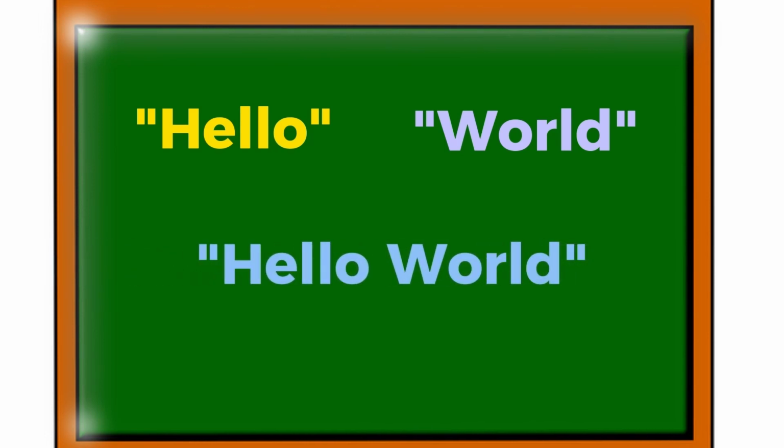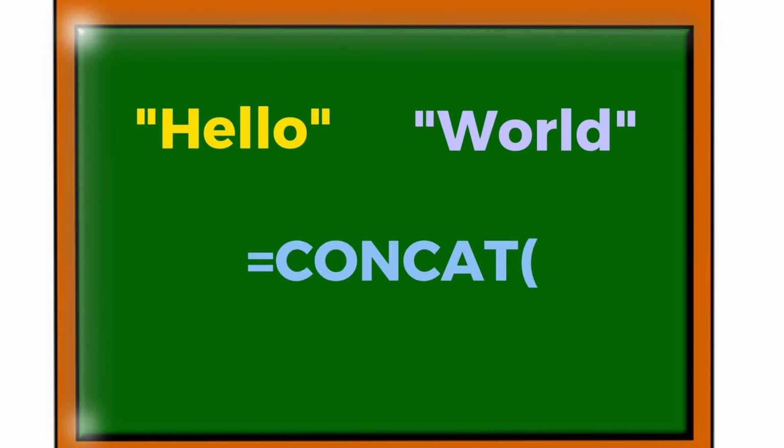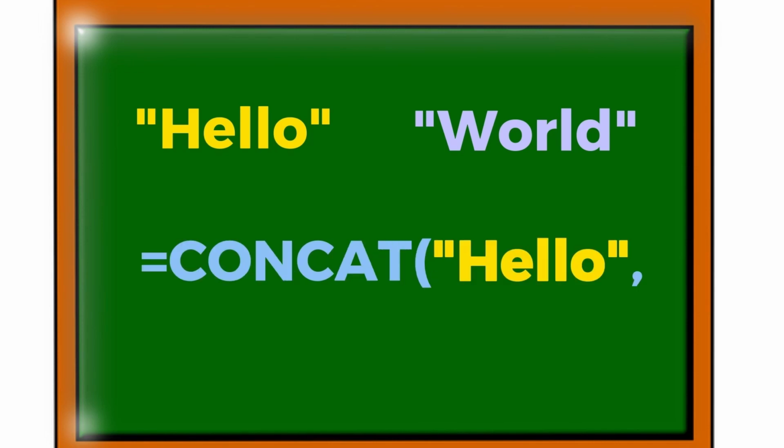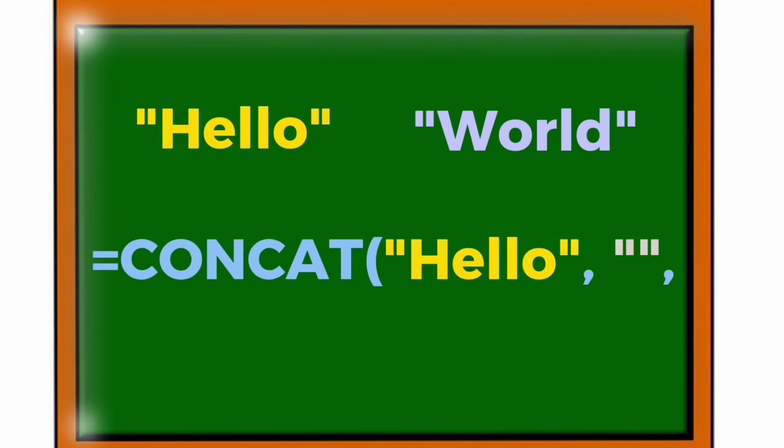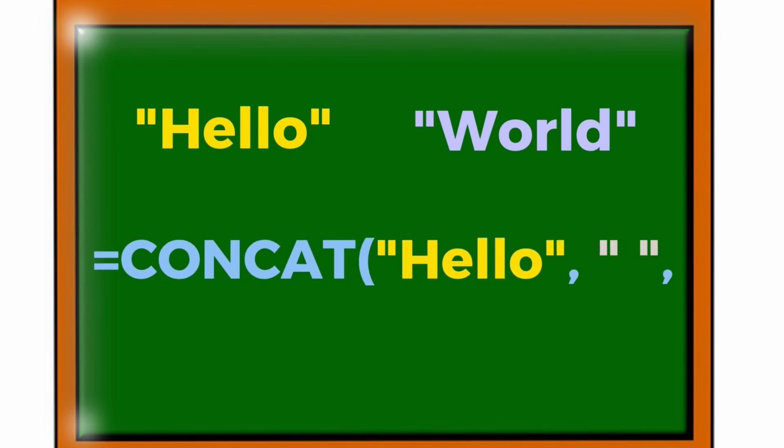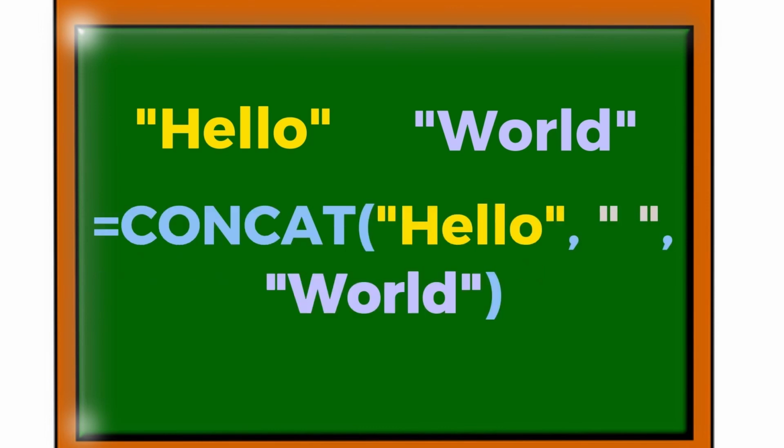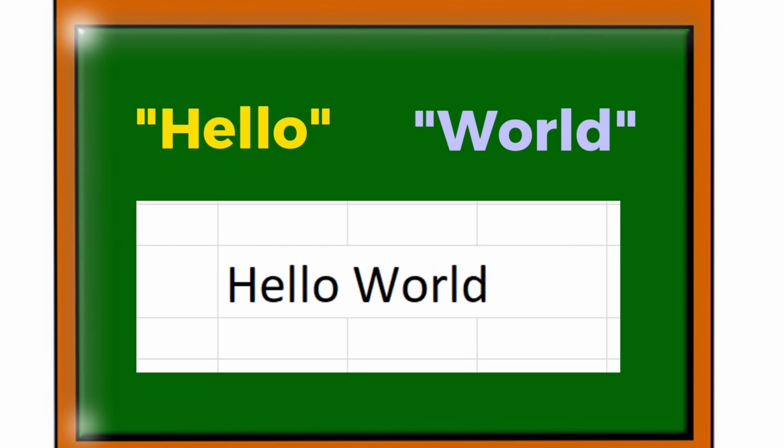To do this, you're going to say equals concat with the open parenthesis, and for the first argument you enter the cell that has the word hello in it. For the second argument you put double quotes with a space in between, because you want Excel to know that you're having a space between the two separate words. For a third argument, you put in the cell that has the word world in it, and once you do that, it's going to display hello world with the space in between the two words. Now I'm going to show you a more formal example on my screen, so let's hop over there.